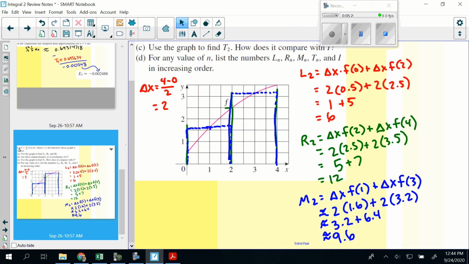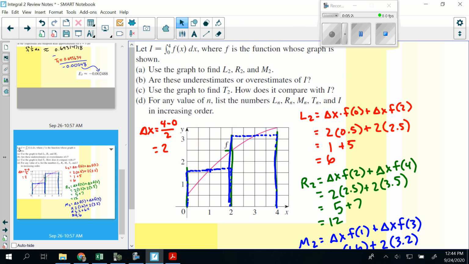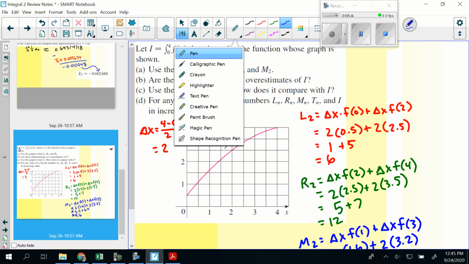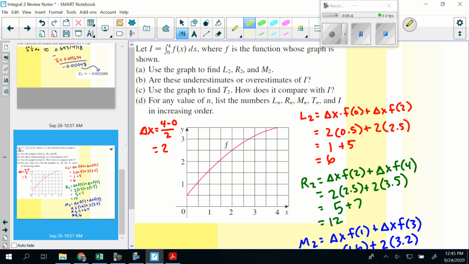So that's the answer for part A. For part B, are these underestimates or overestimates of I? So to do this, we've got to approximate what we think I actually is. So first, to do that, maybe let's look at how many full boxes we have here.